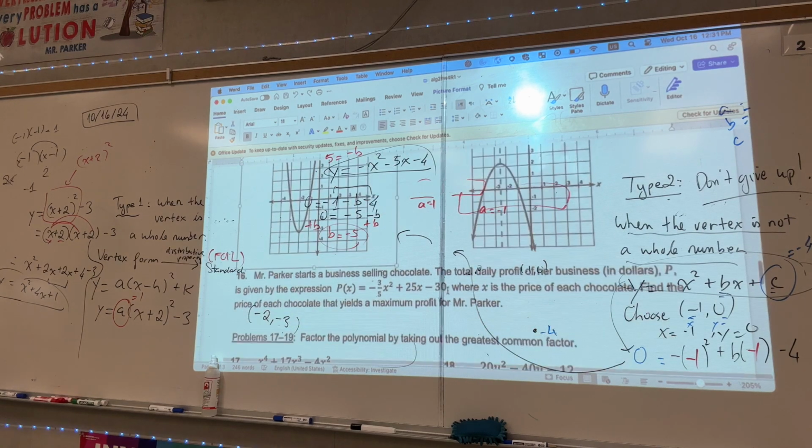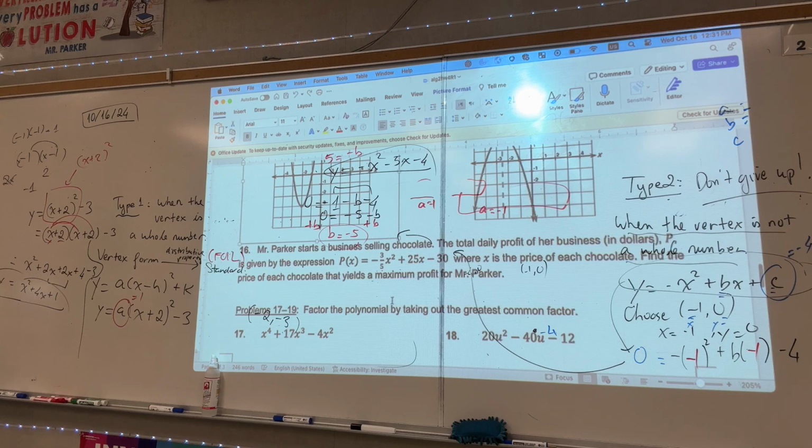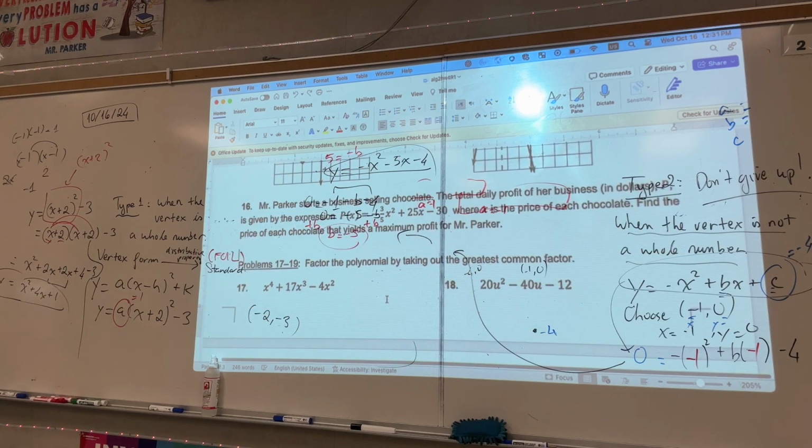Is it good? Let's do the word problem and then we can take a 5-minute break before we go into the next part.